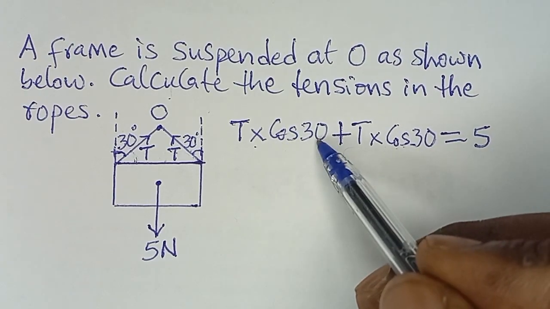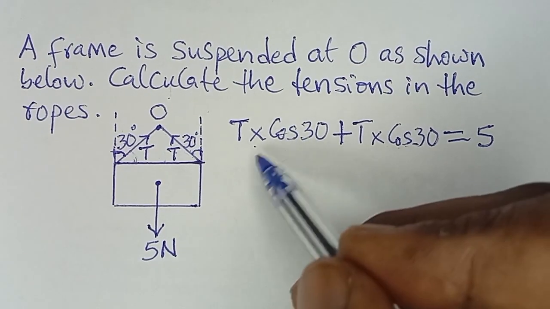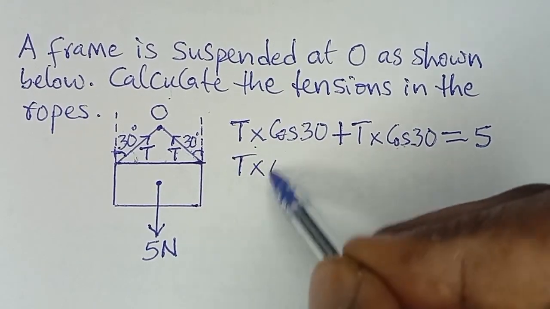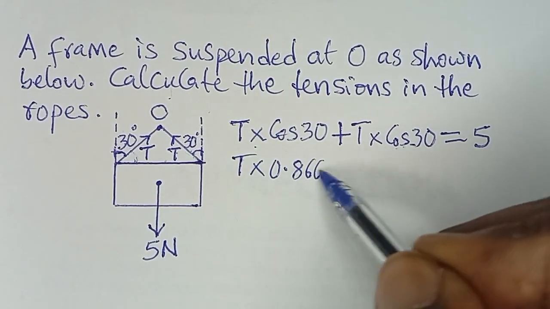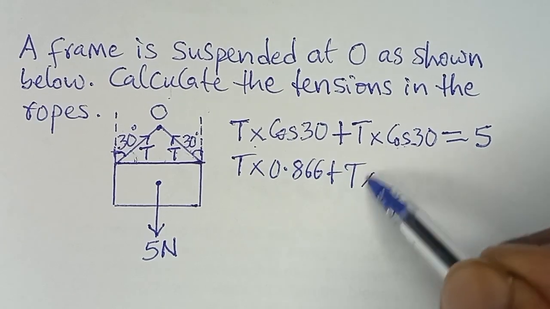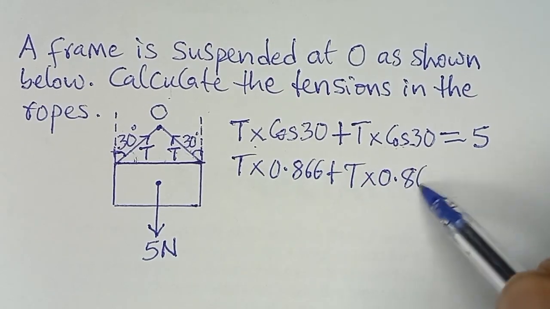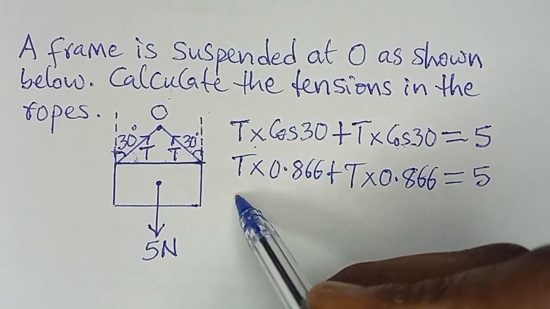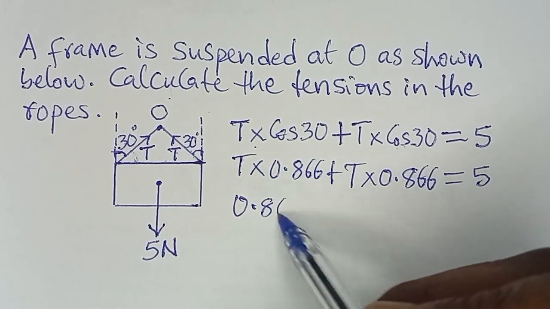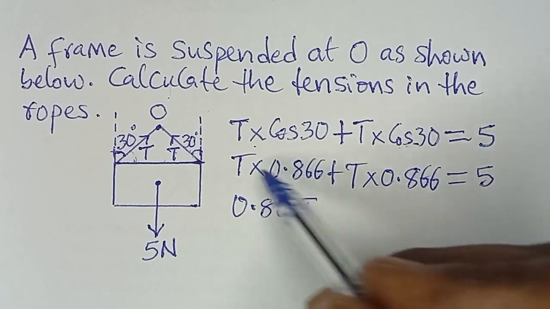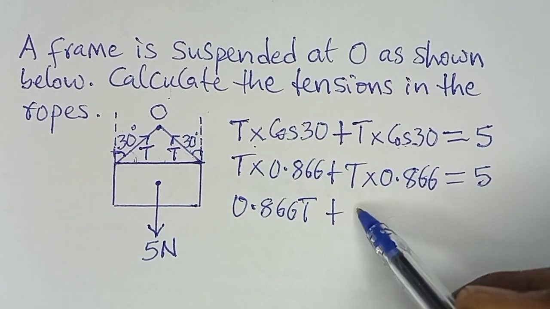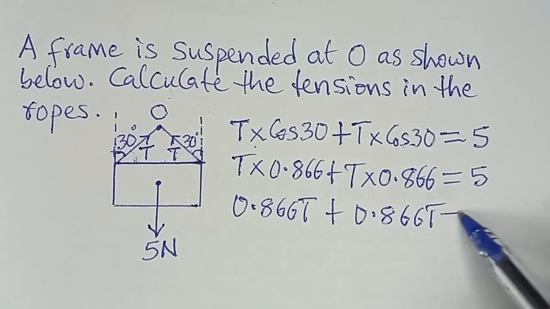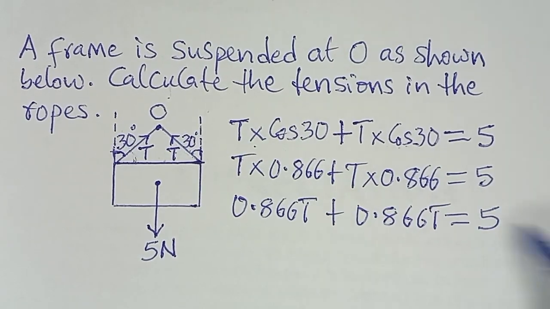So cos 30 is 0.866. So 0.866 times T, or let me write it as T times 0.866 plus T times 0.866 is equal to 5. So that will give us 0.866T, that's this multiplied by T, plus 0.866T, and everything is equal to 5.